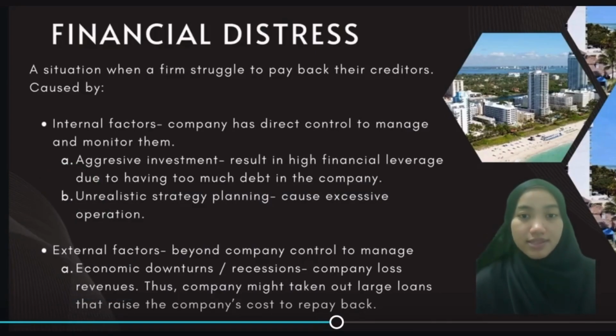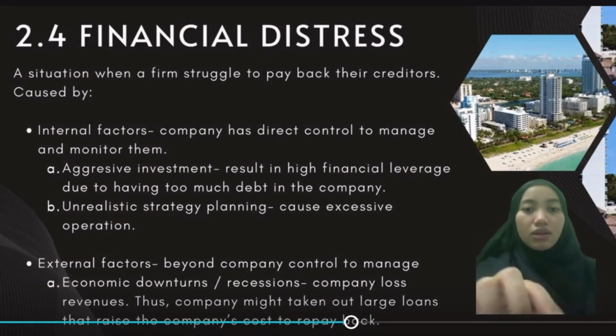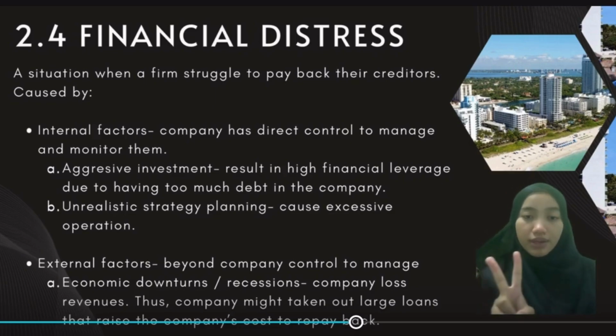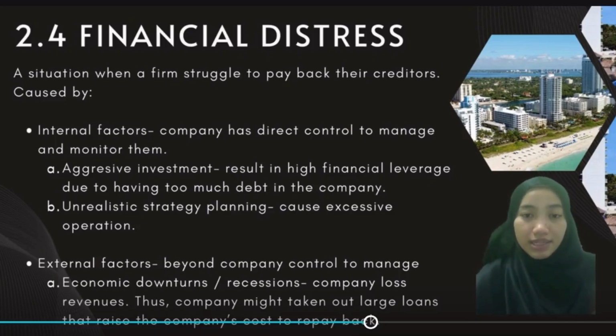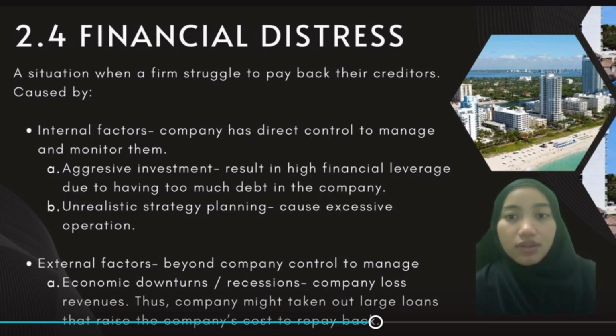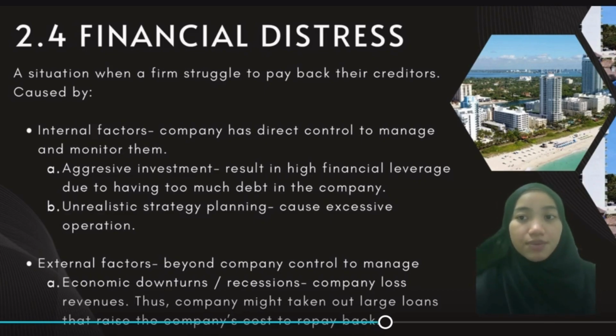Next, we will look at financial distress in capital structure. Financial distress happens when a company struggles to pay back its creditors. Financial distress can be caused by two factors, which are internal factors and external factors. Internal factors are those the company has direct control to manage and monitor. For instance, we have aggressive investment made by a company that results in cash shortage or high financial leverage. When the financial leverage is too high, the company's interest payment will eventually increase due to too much debt in the company.